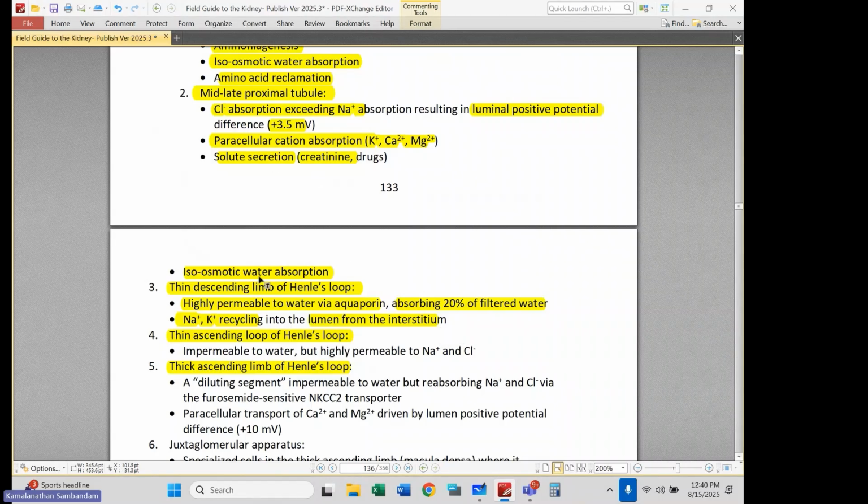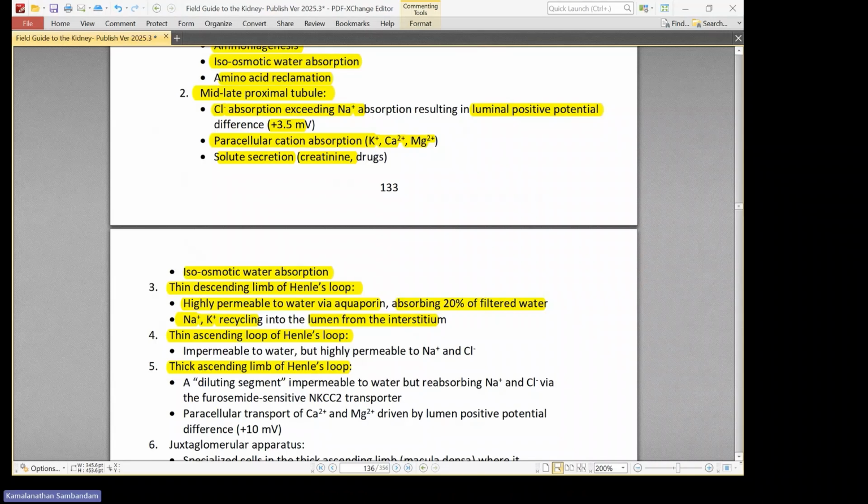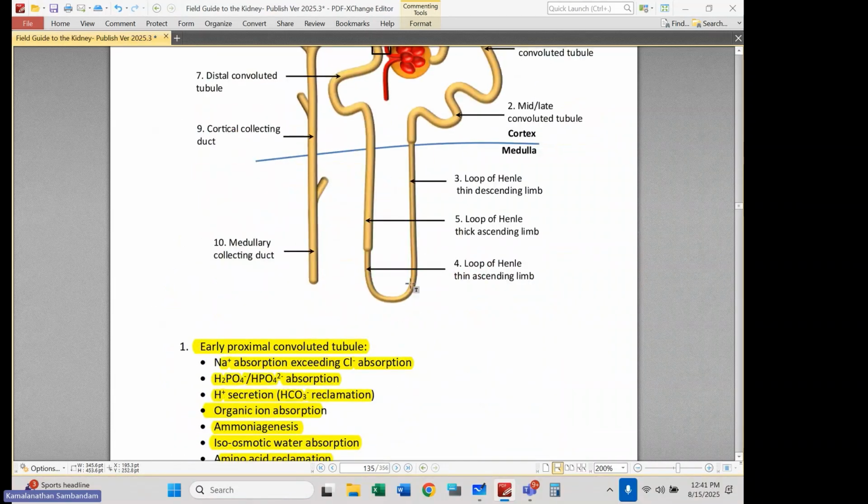So let me orient you. This K recycling and sodium recycling and this water reabsorption that is happening in the descending limb is part of what we understand, let's say partially understand, with the countercurrent multiplication mechanism of the loop of Henle. So we invoke that as a means for effective solute and water transport in the loop of Henle.